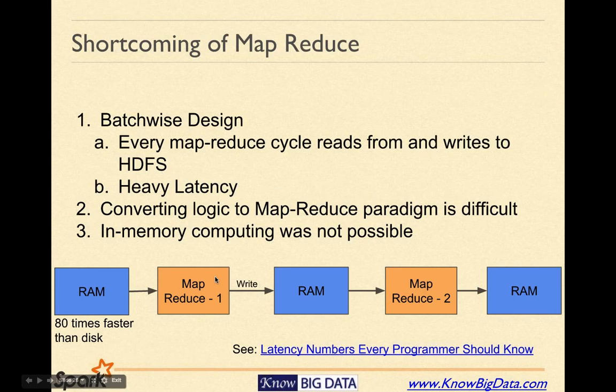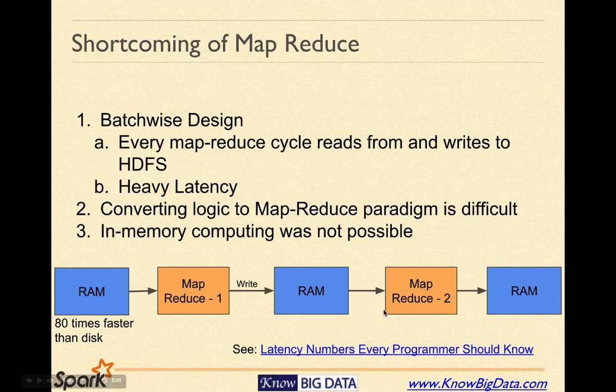In case of Spark, the story is different. The storage can be the RAM instead of the disk, and the RAM is 80 times faster than the disk. 80 times faster than the disk. All right. Therefore, if you write some program in Spark and it is utilizing the RAM entirely, your program might be more than 80 times faster.